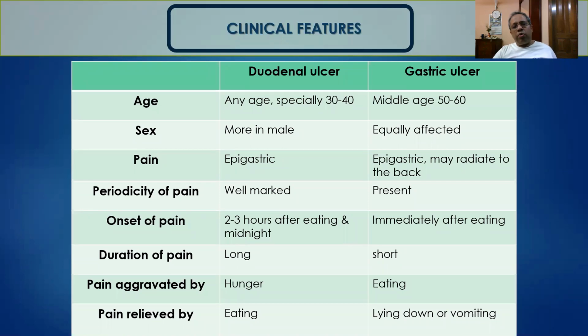But onset of pain is 2 to 3 hours after eating and at midnight. Whenever the stomach becomes empty, there is more pain. In gastric ulcer, pain comes immediately after eating a meal. Duration of pain is long in duodenal ulcer, short in gastric ulcer. Pain is aggravated by hunger in duodenal ulcer; in gastric ulcer, pain is aggravated after eating. In duodenal ulcer, pain is relieved by eating food; in gastric ulcer, pain is relieved by lying down or vomiting.